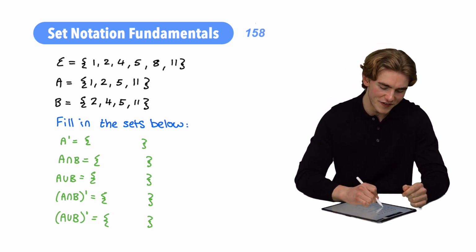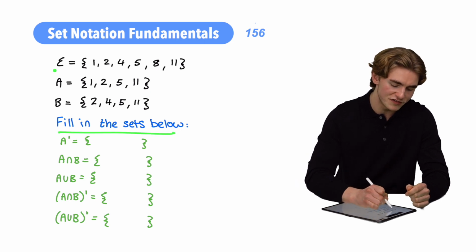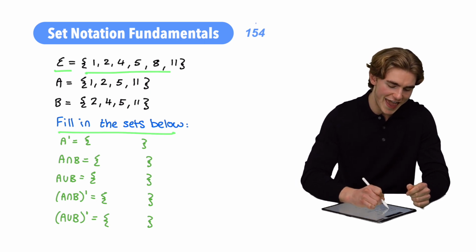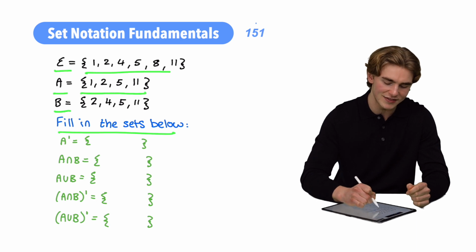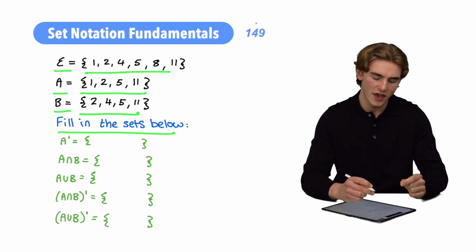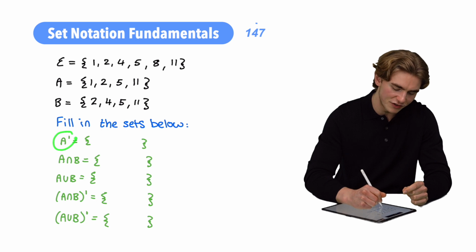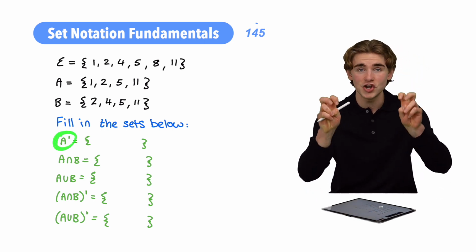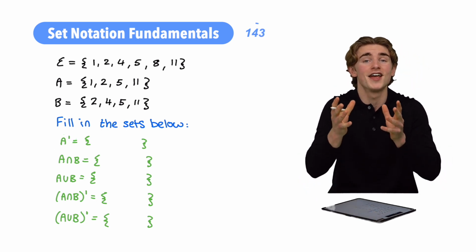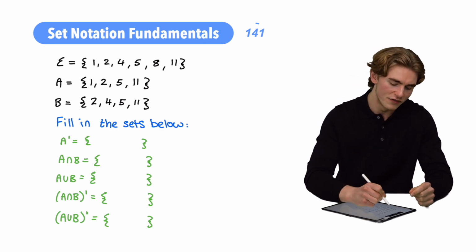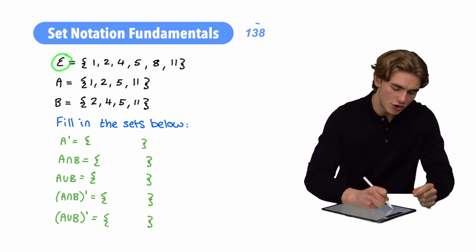The question asks us to fill in these sets below. We're told that the universal set contains these numbers, the set A contains these numbers, and the set B contains these numbers. What are we going to do? First off, we want to find the set A apostrophe. Now, this apostrophe is going to mean not. So we want the set which is the set not A. So we want to find all of the numbers which are in our universal set, but are not in A.